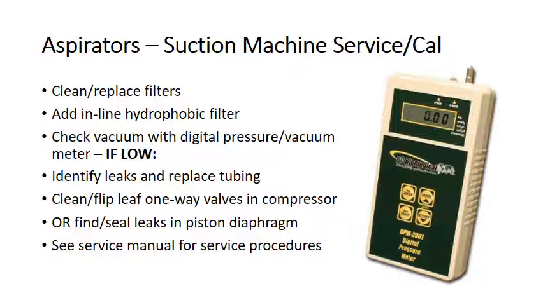If it's low, identify the leaks and replace tubing as necessary. It may be necessary to clean or flip leaf one-way valves in the compressor. Typically, in many devices, especially Gomco, the compressor itself has leaf spring valves, and these can become clogged if material from the patient gets in and dries. So generally, you need to see the service manual to see the actual service procedures. But it does require some type of external vacuum pressure gauge. And at Arusha Technical College, we have a high-end gauge that is accurate to 0.1% provided by BC Biomedical Group.